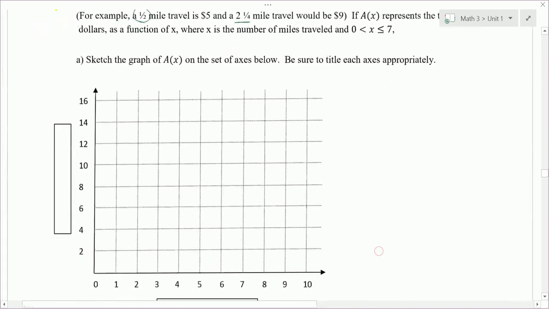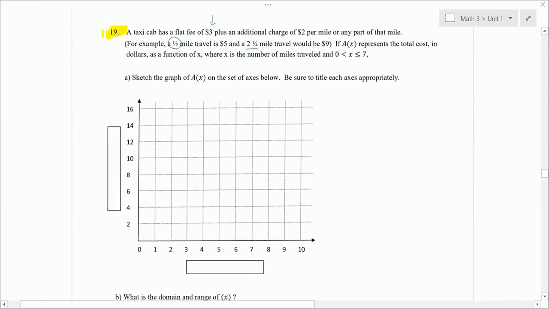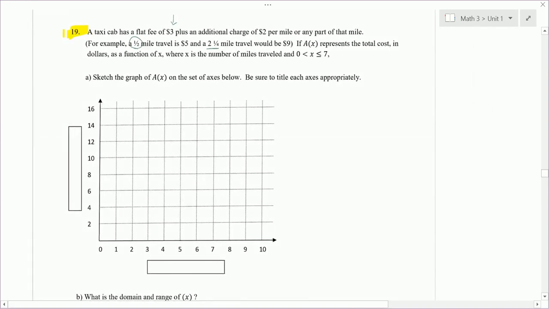So if we want to graphically represent this, we have two things to consider here. We got the total cost in dollars, and we have the miles traveled. And so I'm going to make a cost in dollars, our y variable, or our response variable, and the number of miles, the independent variable, or your x variable.